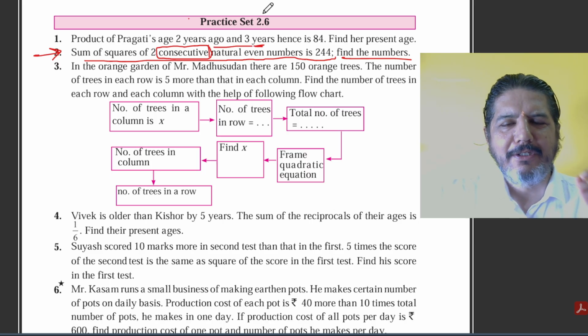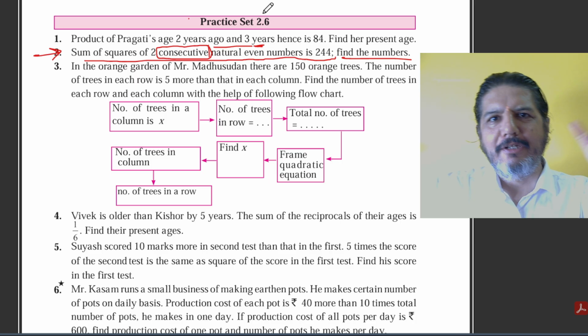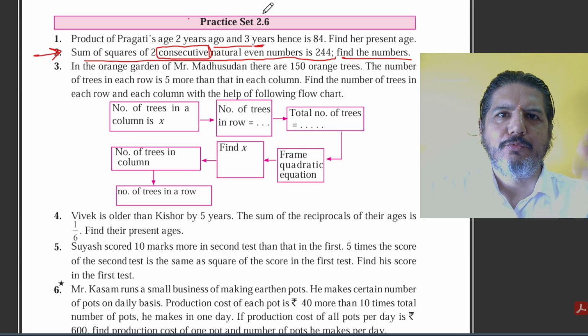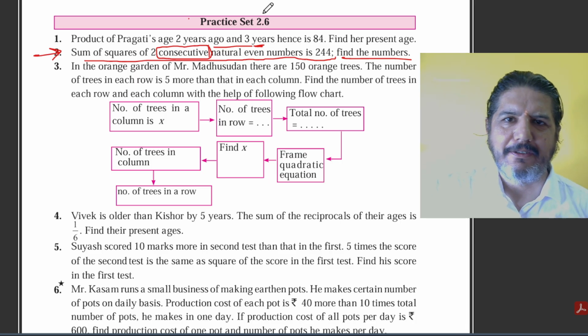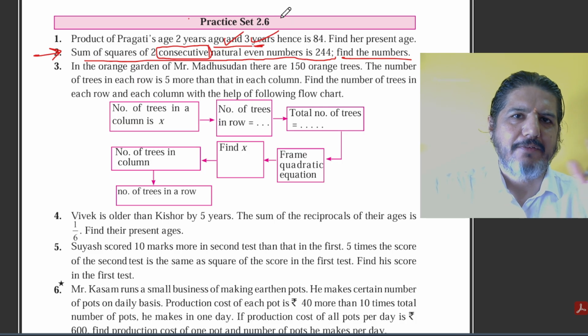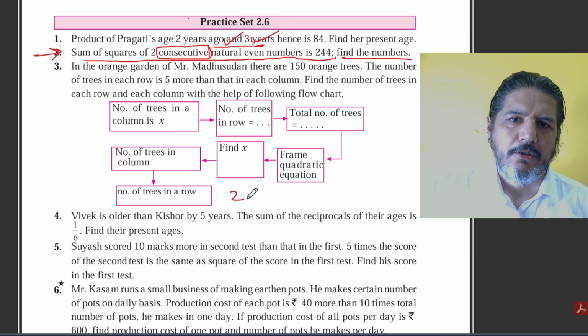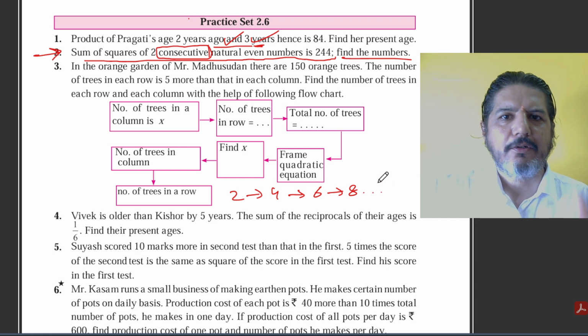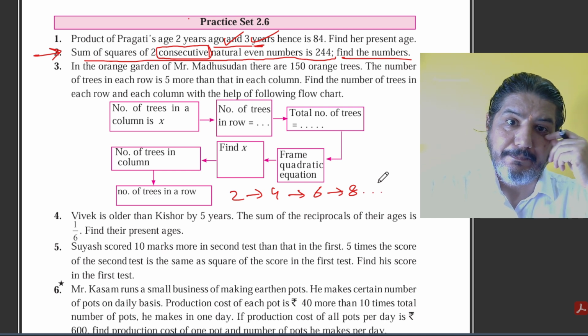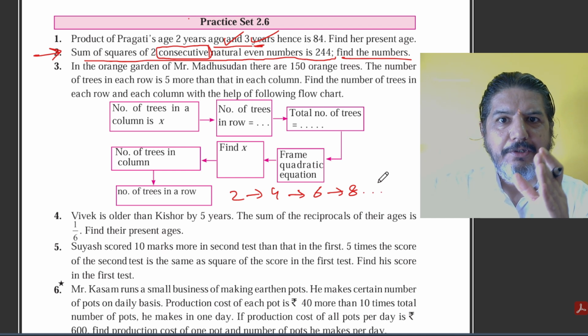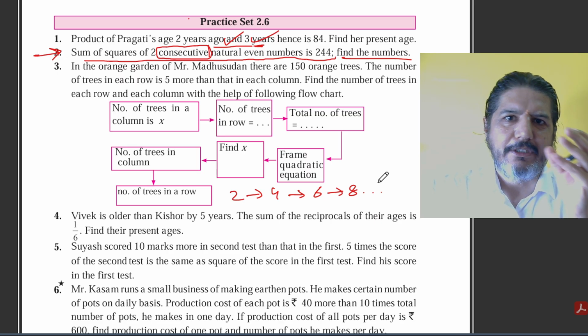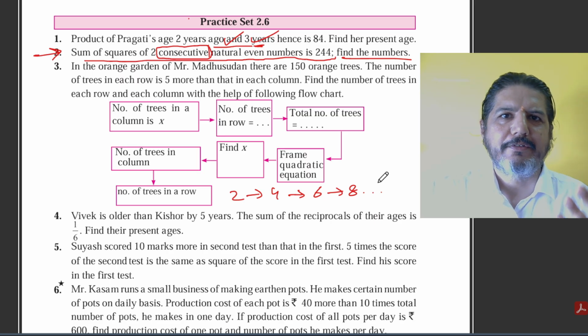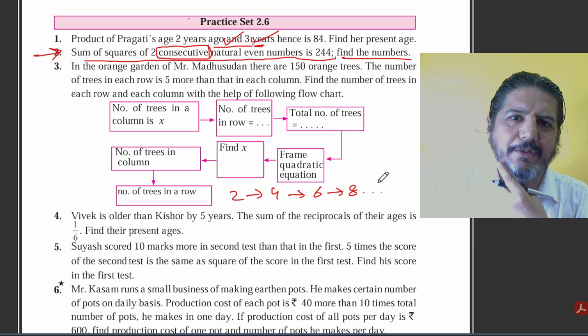So there are 3 words being used here. Natural numbers start from 1, 2, 3, 4, 5, 6, 7, 8. Even numbers are 2, 4, 6, 8, 10, etc. So this is the first word we need to understand. This is the second word that we need to understand. Consecutive implies one after another. So for example, 2, 4, 6, 8 are consecutive even numbers. So consecutive, natural, even: these are the 3 things that we need to understand before we even start the question. Now let's have a look at the question again.